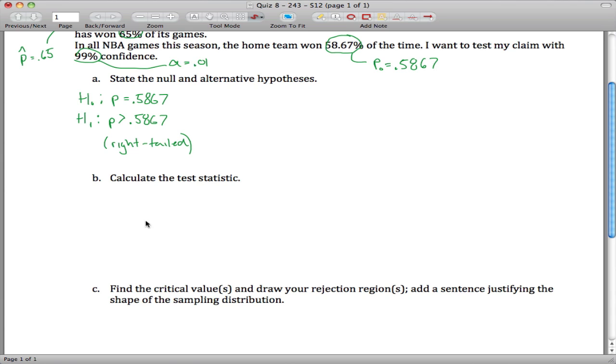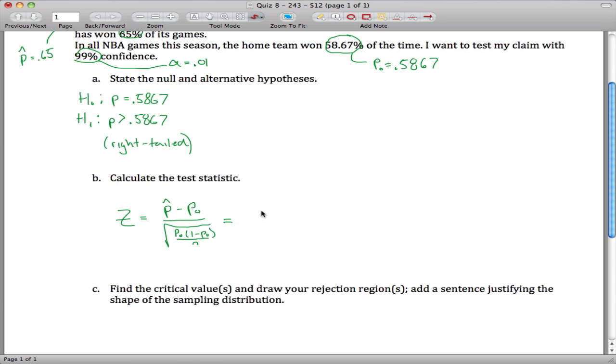Okay, calculate your test statistic. It's a Z statistic because this is a proportions question and we're only estimating one parameter. We're estimating p based on p hat. So our formula is p hat minus p naught divided by the standard deviation of p hat, which is the square root of p naught times 1 minus p naught over n.